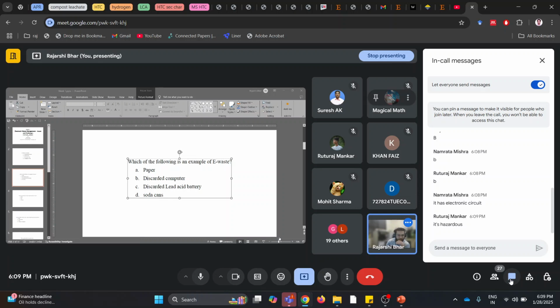It has an electronic circuit, that is fine. Why is option C hazardous? That is fine. You have rightly identified that option C, that is discarded lead acid battery, is a hazardous waste.